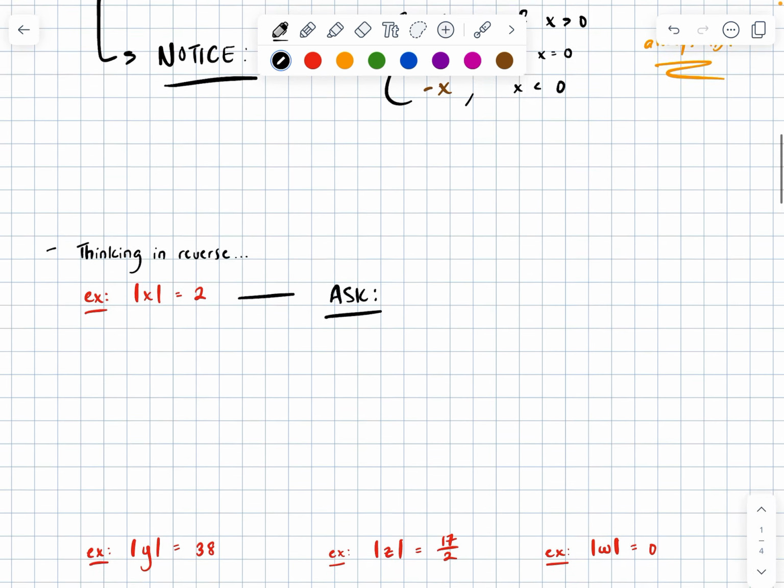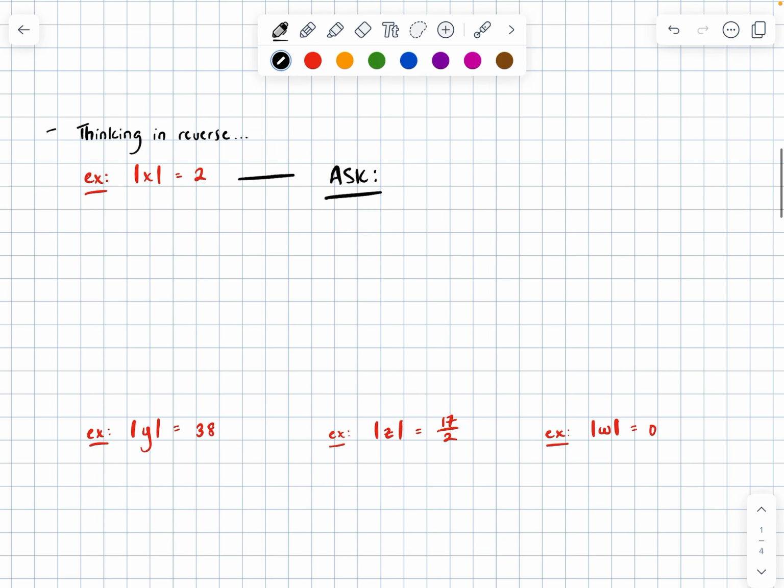So knowing how to find the absolute value of a number, what if I tell you in reverse what the number has an absolute value of? So let's say the absolute value of x is 2. The thing that I'm asking you is what number could it have been? So the way that I like to think of this, I like to think of a lot of things like questions, hopefully you've noticed.